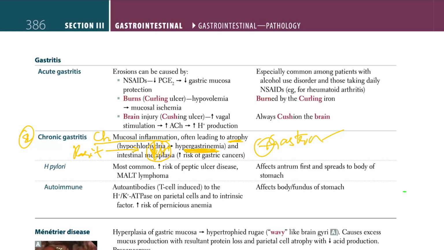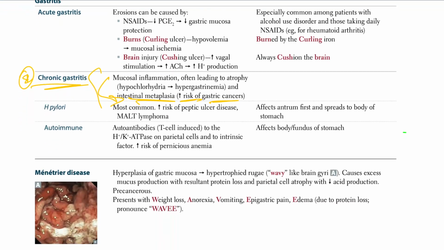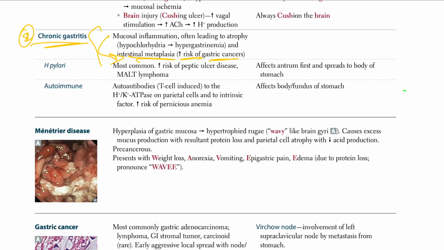And because you have chronic inflammation, it's going to lead to intestinal metaplasia. And that metaplasia increases the risk of gastric cancer. So that's generally what we see in chronic gastritis. Now there are two types of chronic gastritis. One is H. pylori, and the second is autoimmune. H. pylori is the most common one. It increases the risk of peptic ulcer disease and MALT lymphoma, or maltoma, right?